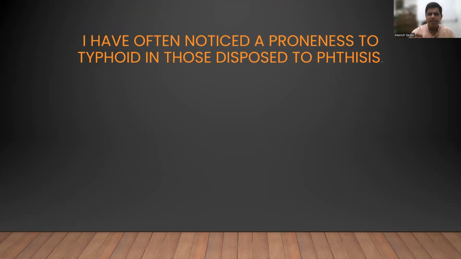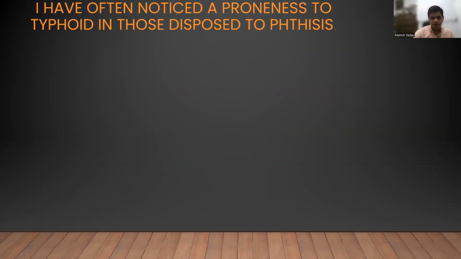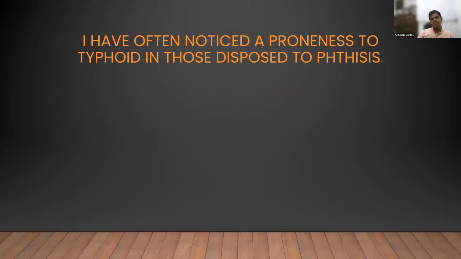Burnett says that one of the brothers also died of typhoid. So it is his observation that he says, I have often noticed the proneness to typhoid in those disposed to phthisis. So he has seen in his practice that people who have a tubercular taint, tubercular disease, or tubercular background, have a great disposition to fall into typhoid. They will have many typhoid fevers.